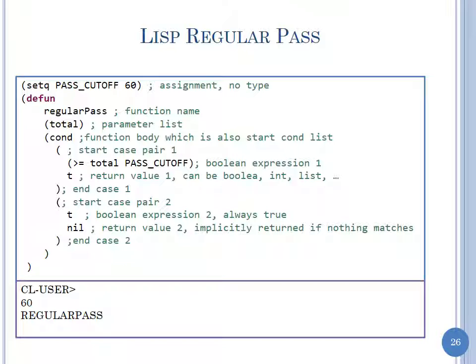I have two expressions here. The first expression is very simple. It's in one line, and it's an assignment. Rather than saying pass cutoff is assigned 60, I say set q pass cutoff 60. So I'm doing an assignment, and I haven't given pass cutoff any type. That's what we expect.